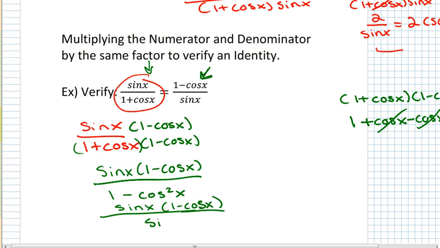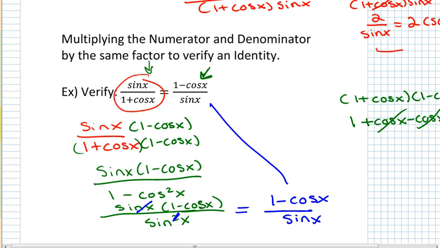So you change the denominator to the sine squared, and now we can cancel. Notice the sine here with there. So now we're left with 1 minus cosine over sine, and notice that's exactly what I wanted to end up with.